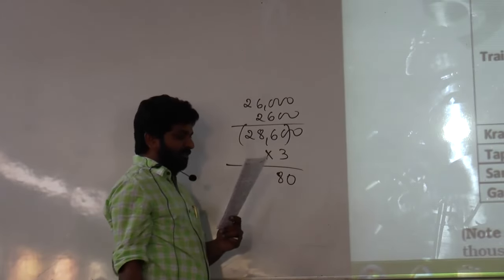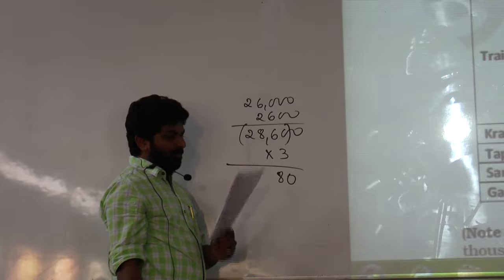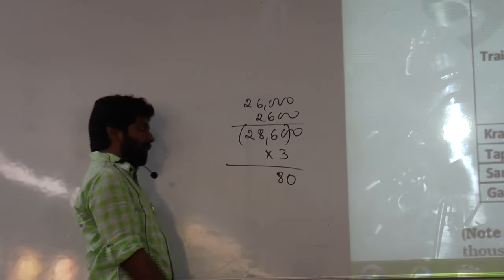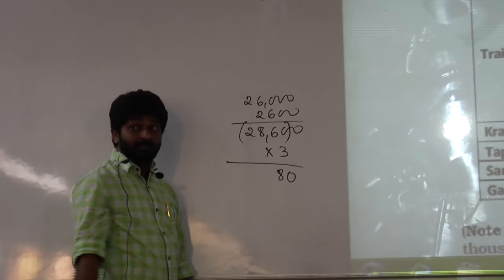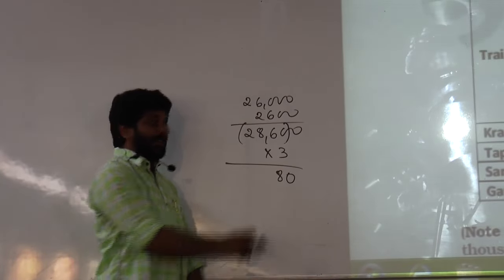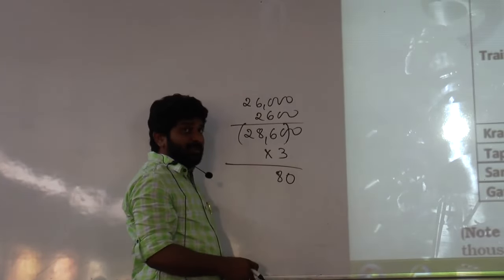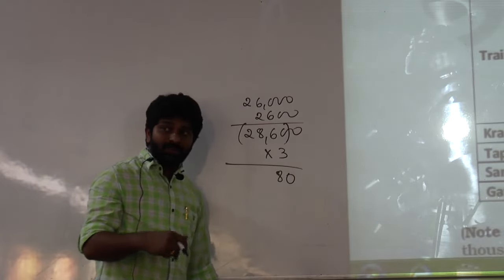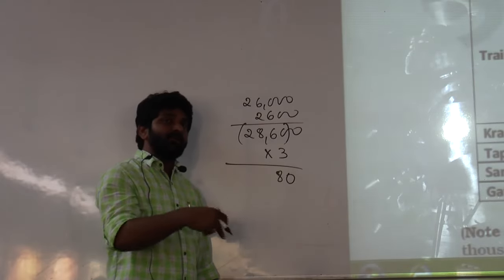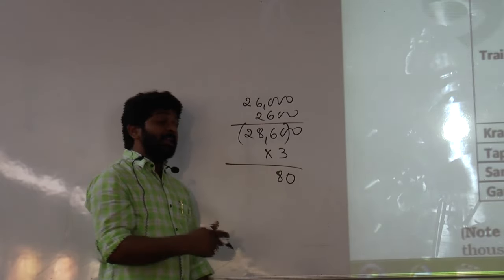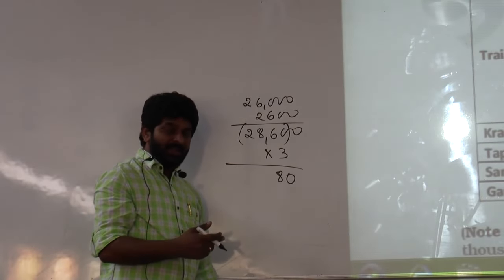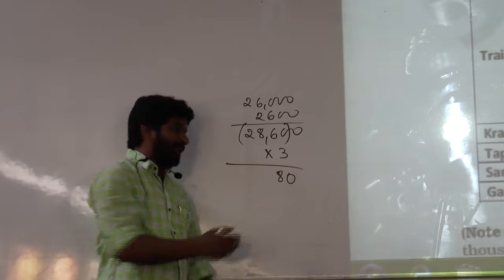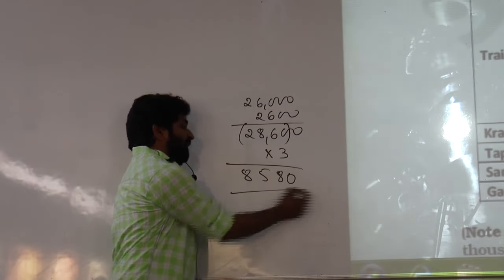How many numbers are there? You have to solve it. Come on. 2000 into 3 is 6000. 800 3 times is 2400. 6000 plus 2400 is 8400. 60 3 times is 180. 8400 plus 180 is 8580. 8580.